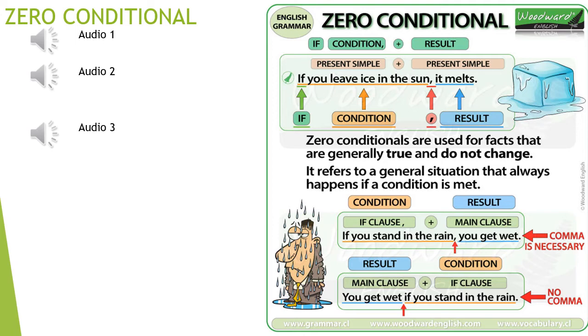In zero conditional, we can change the order of the structures, the condition and the result. Okay, pay attention to the examples. The first one, if you stand in the rain, that is the condition, comma, you get wet, that is a result. The comma is necessary because we have to separate the condition and the result. Pay attention to the second example. You get wet if you stand in the rain. As you can see, the comma is not necessary because the word if separates the result and the condition.